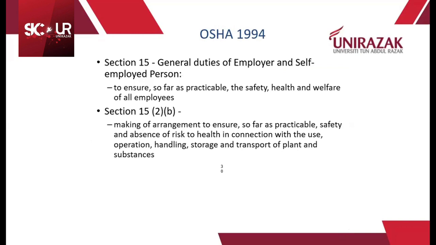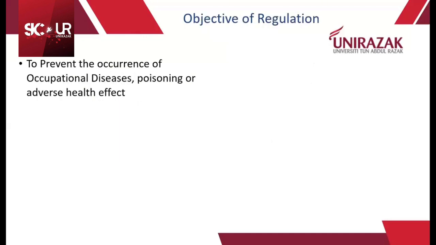Section 15(2)(b), making of arrangement to ensure so far as practicable safety and absence of the risk to the health connection with the use, operation, handling, storage, transport of plant and substance. Cuma menariknya USECHH ni juga ada kaitan juga dengan DOE, tapi DOE ada Environment Quality Act yang lebih ketat berbanding dengan USECHH sebenarnya. Alright. Objective of regulation to prevent the occurrence of the occupational disease, poisoning, or the adverse health effect.